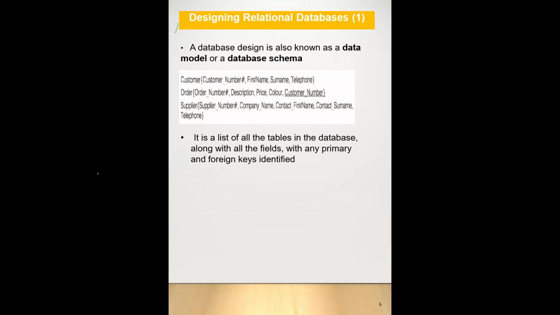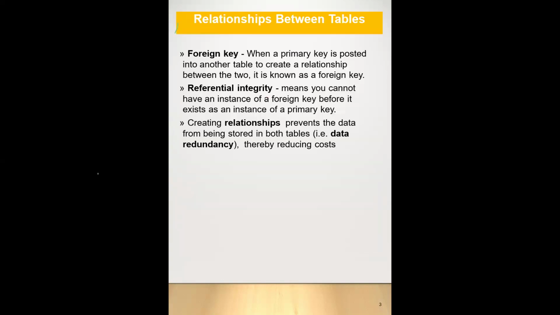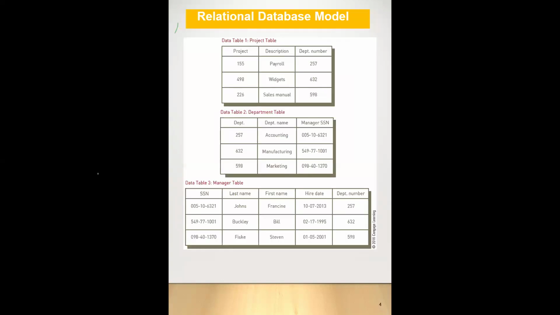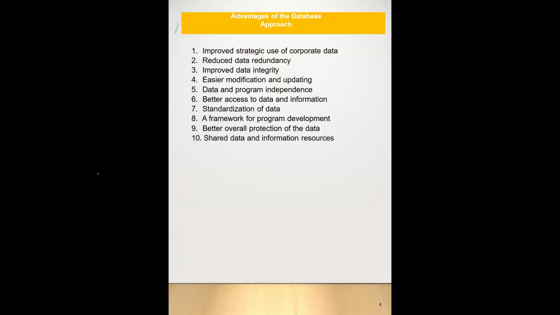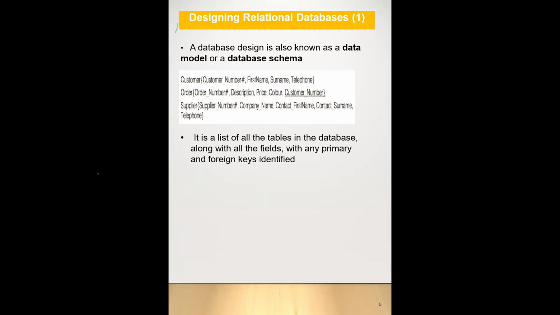Right, the order, we have the order number, the description, the price, just like the table that we had. Where is it? This one, the customer. So in the schema, this is how it's supposed to look, breaking it down into the different components: supplier number, the company name, the contact first name, the contact surname, the telephone number. That is basically it in that sense.